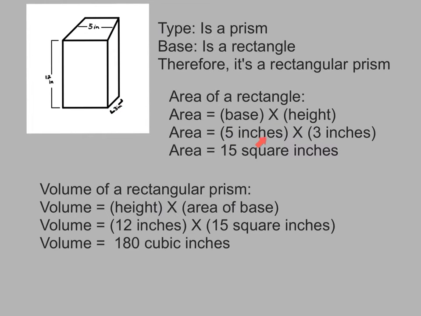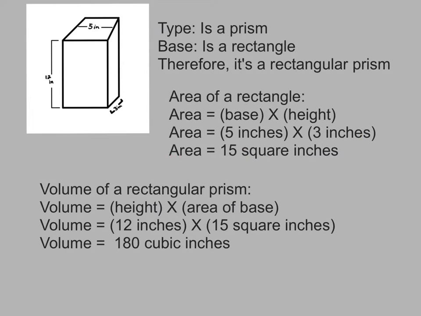Therefore, we have 5 inches times 3 inches. So our area equals 15 square inches. Now because area is a two-dimensional measurement, we have inches times inches, which gives us square inches.